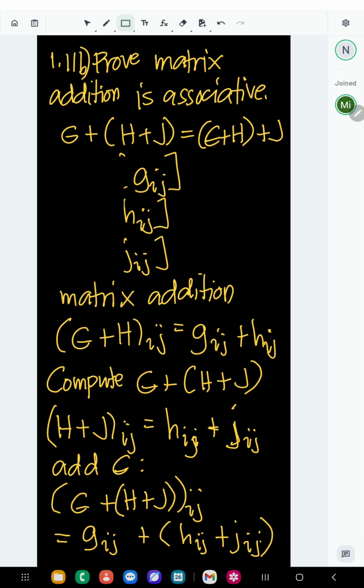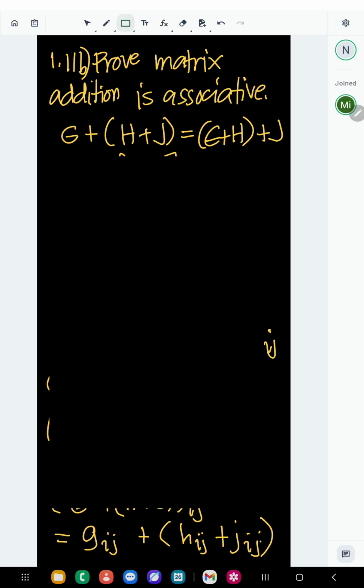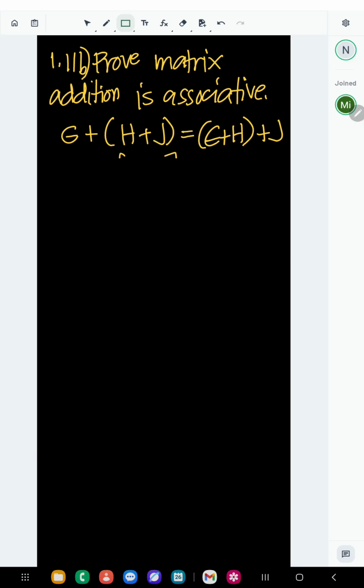All right, then we compute, let me delete this. We compute G, we already did that, right? G plus (H plus J) sub ij. Then you compute the other one, the right side. So that is (G plus H) plus J, the other side.